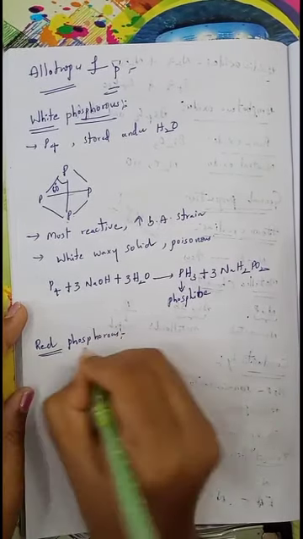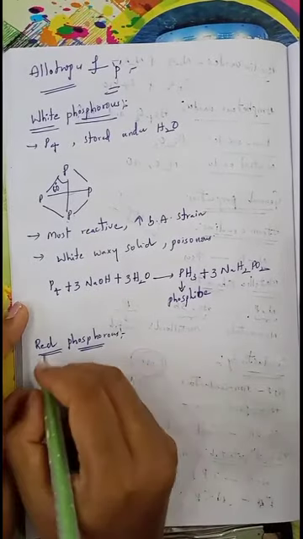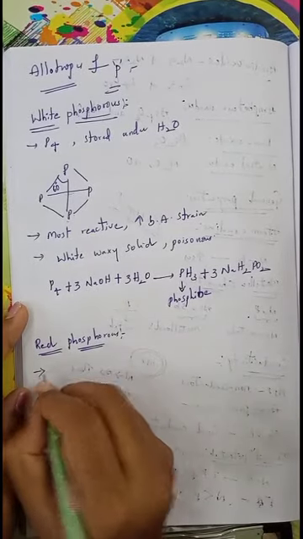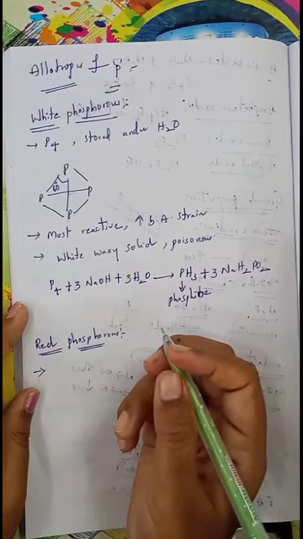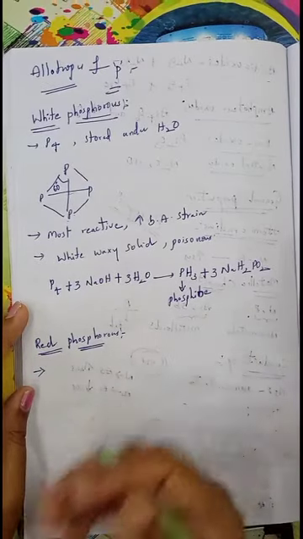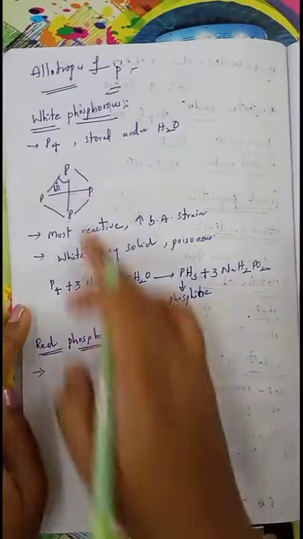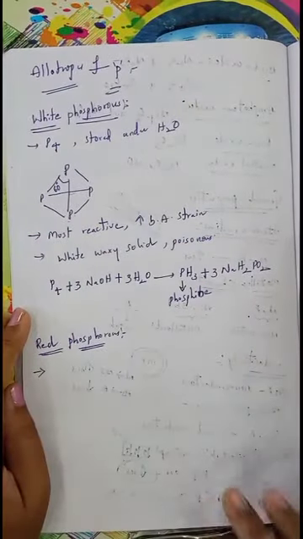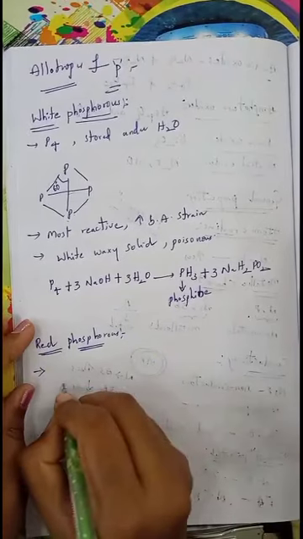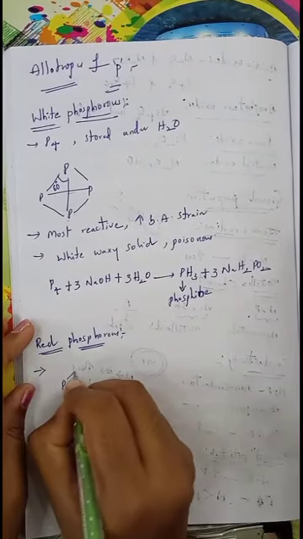Next, another important allotropic form of phosphorus is red phosphorus. As the name says, it is red in color, and it has a polyhedron structure which is polymerized. Its formula is also P4, and many of these units combined together can exist as a polymer. For example, we will take the structure.